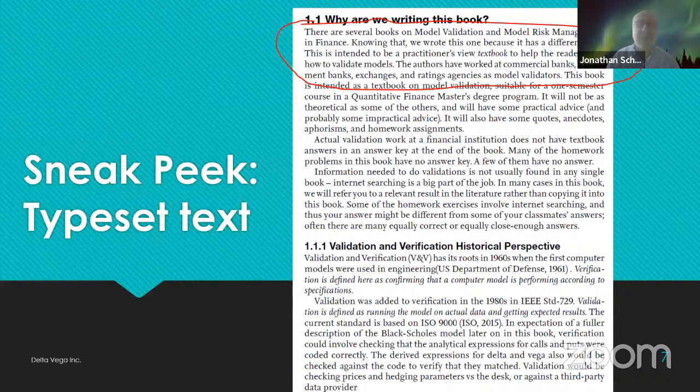So here's a sneak peek. I'm going to move my image of myself out of the way here. This is what the actual book will look like, the typeset font and so on. This is one of the first sections of the book. As we said, there are several books on MRM and model validation, but we have a different view. We really want a practitioner to be able to use this to learn, not just to read about things. It talks a little bit about our background, which I'll cover next.